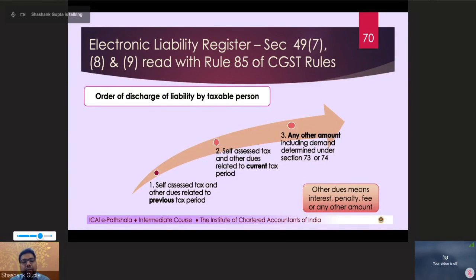Second, once I have paid the self-assessed tax liability for the previous tax period, then I have to pay the self-assessed tax liability for the current tax period. And thereafter, a taxpayer can pay any demand and recovery under section 73 or 74, any tax demand which would have been raised on the taxpayer, that he can pay under section 73 or section 74.